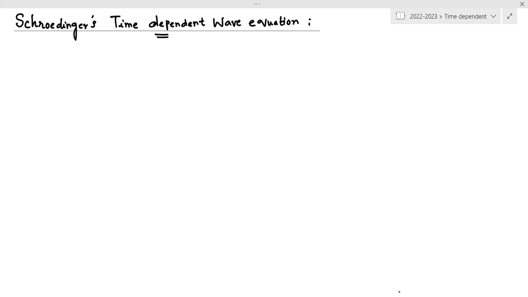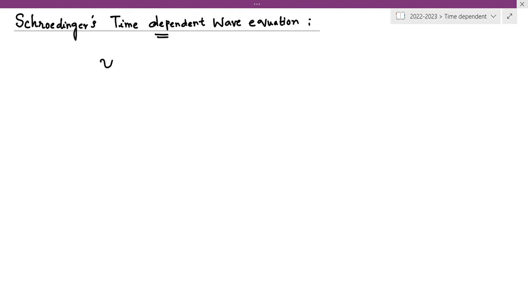Hi everyone, now we are going to see Schrodinger's time-dependent wave equation. This can be derived from Schrodinger's time-independent wave equation. We know the solution of the classical differential equation of wave motion is psi equal to psi naught e power minus i omega t. Let this be equation number 1.